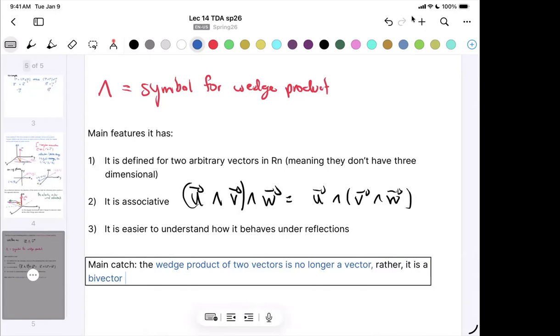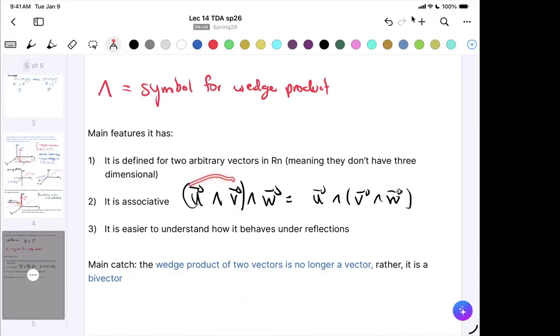A bivector, bi because there are two involved, right? Because you're doing the wedge product of two vectors. For example, here, where there are three involved, that would be something you would call a tri-vector, because it involves the wedge product of three vectors.